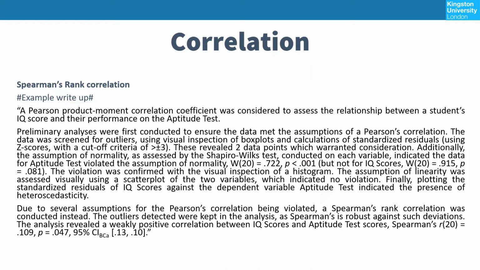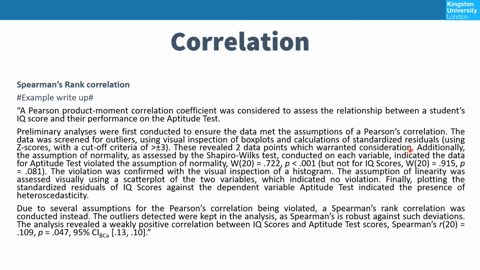Alternatively, if some of the assumptions of Pearson's correlation were violated, you would have to report a Spearman's rank correlation instead. So much of the text in this case would follow exactly what you wrote before. You would still need to mention what the correlation analysis was regarding, and then you would mention all of the assumptions that you checked, highlighting the ones that in this case were violated.